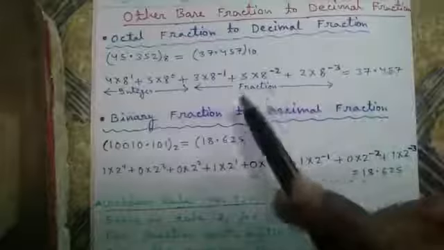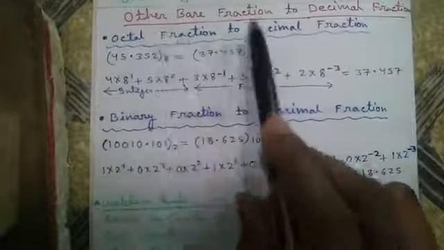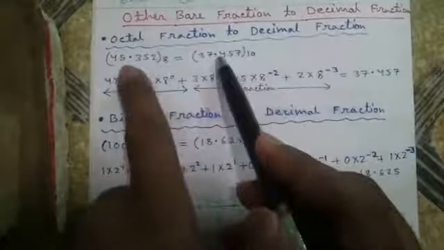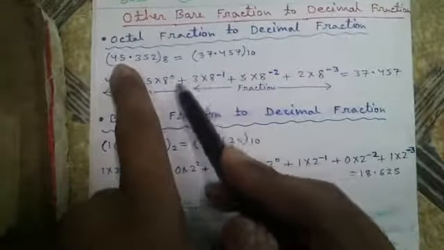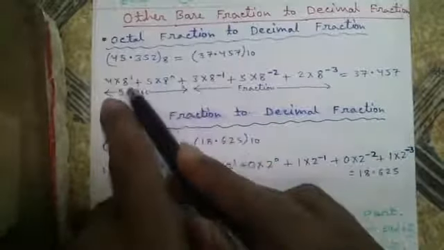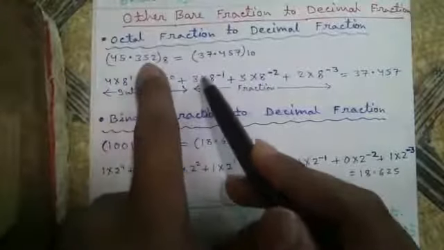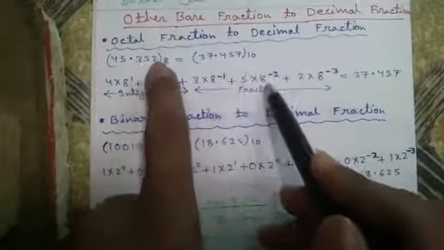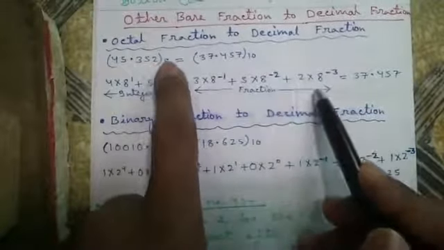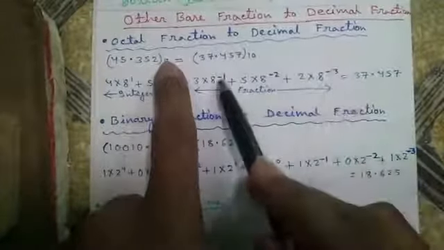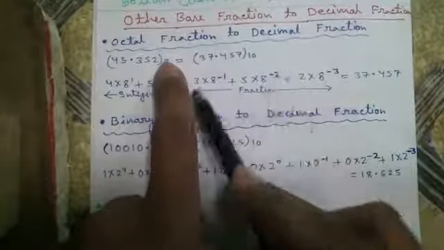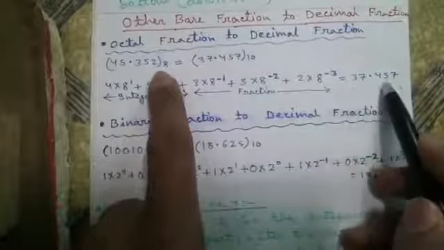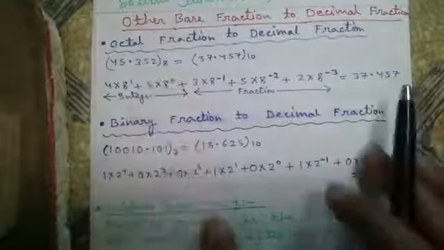Now the reverse calculation, the other base fraction back to decimal fraction: octal fraction to decimal fraction. For the integer part, same process: 5 into 8 to the power 0, 4 into 8 to the power 1. For the fraction, a little trick is there. 3 into 8 to the power minus 1, 5 into 8 to the power minus 2, 2 into 8 to the power minus 3. Here the base power will be negative and increasing from left to right. So it becomes 37.457 in decimal.